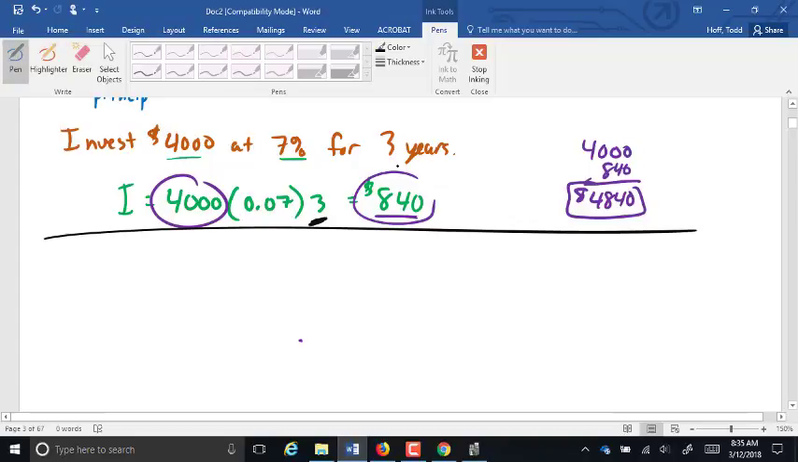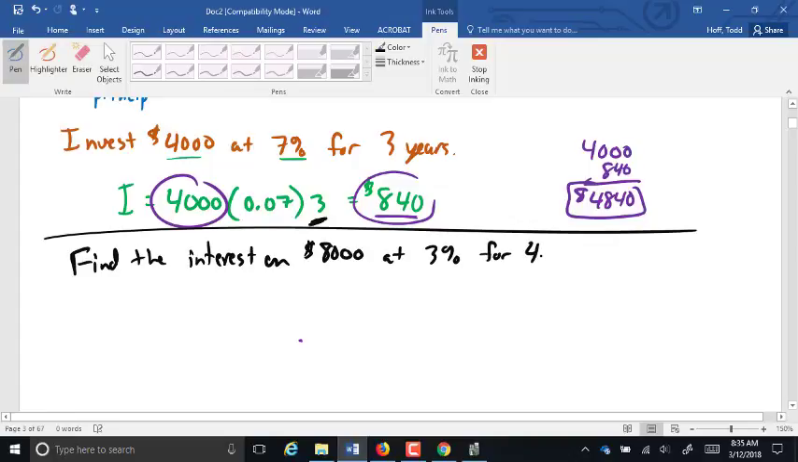What if I didn't give you the time in years? What if I gave you months? Find the interest on $8,000 at 3% for 4 months. Well, now the interest is still the principal. In this case, it's 8,000 times the rate. 3% becomes 0.03. The difficulty is the 4 months.